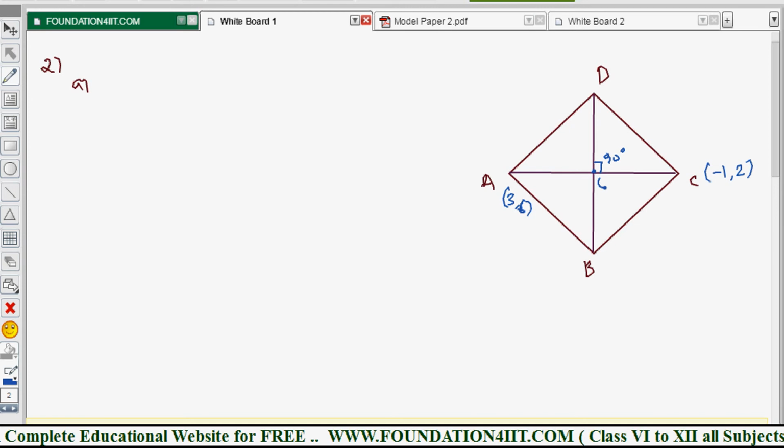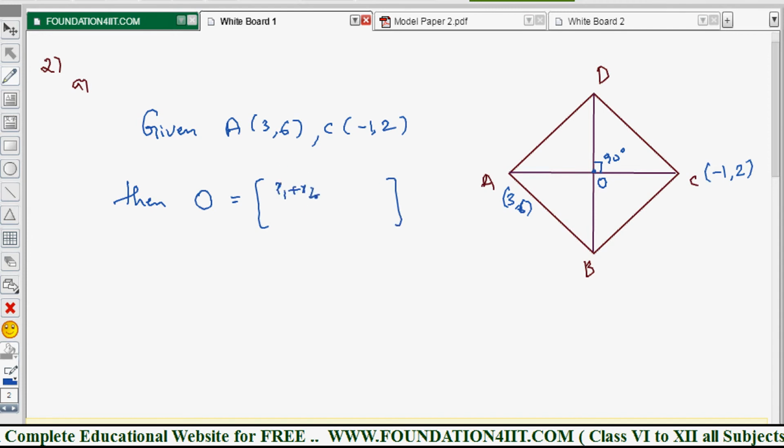So you can find out, let's take it as O. We'll find out the letter O now. That means O is the midpoint of AC because AC is a diagonal. Then the given data is A 3 comma 6 and C is minus 1 comma 2, right? Then you can find out O. The O is the midpoint of A and C. So we know the midpoint formula: x1 plus x2 by 2 comma y1 plus y2 by 2. Here the points are x1 y1 and x2 y2.